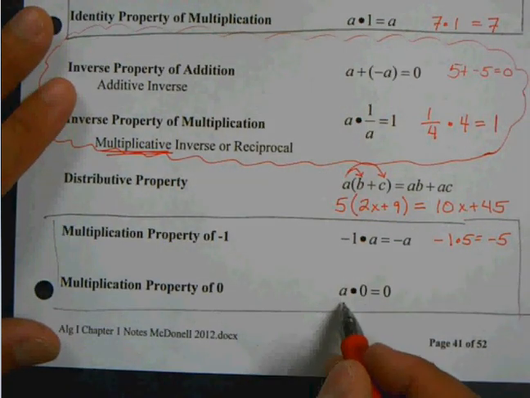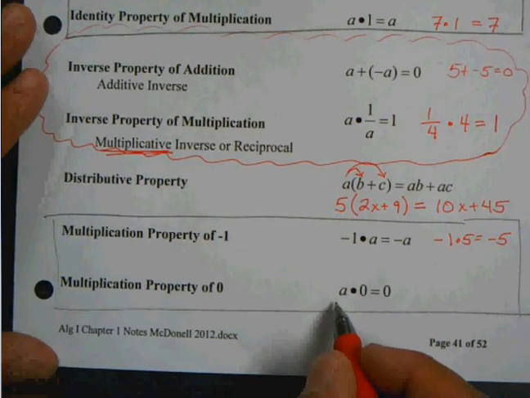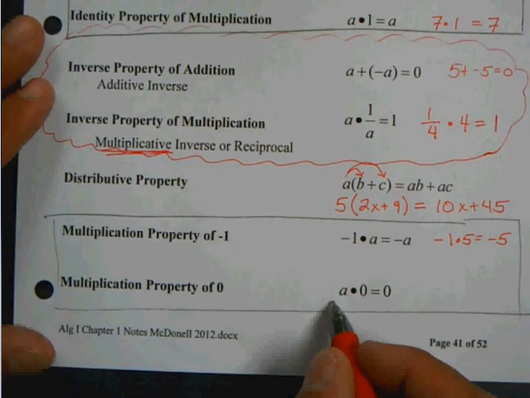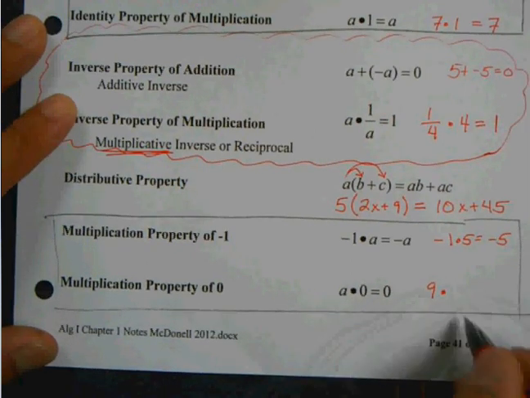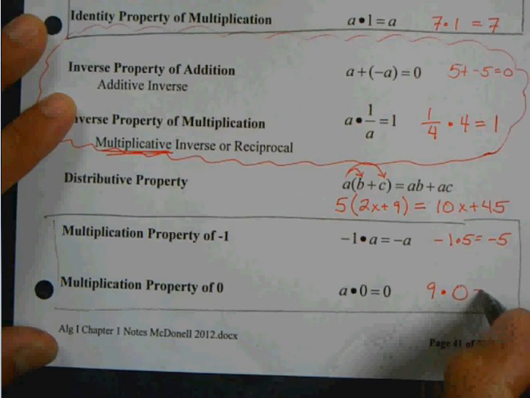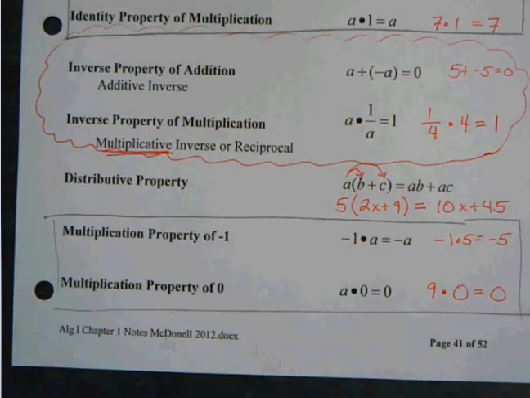The last but not least, sometimes this property is forgotten about because it's so straightforward. Nate, when's your birthday? September. That's a 9. So, 9 times 0 equals 0. Anything times 0 equals 0. Simple property.